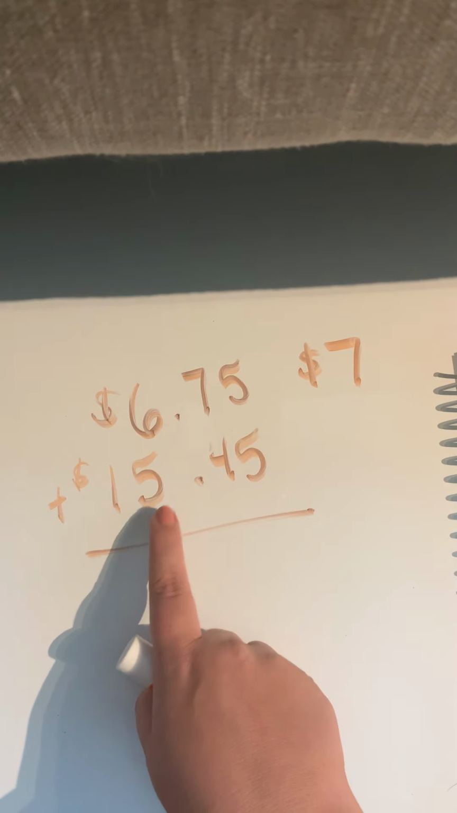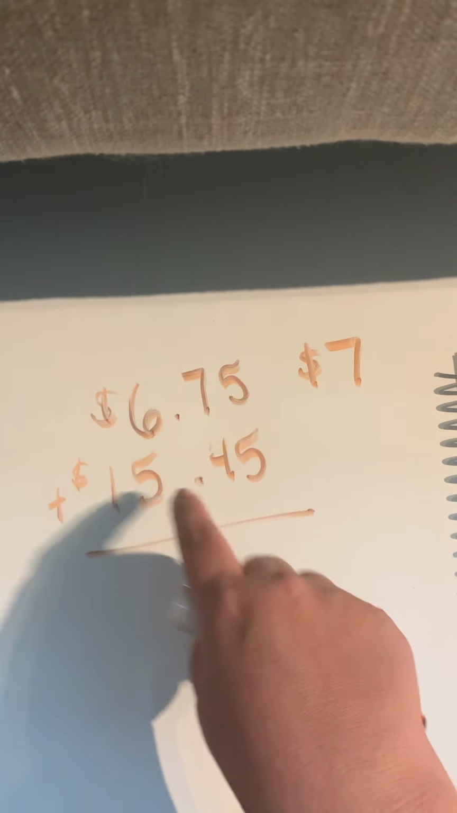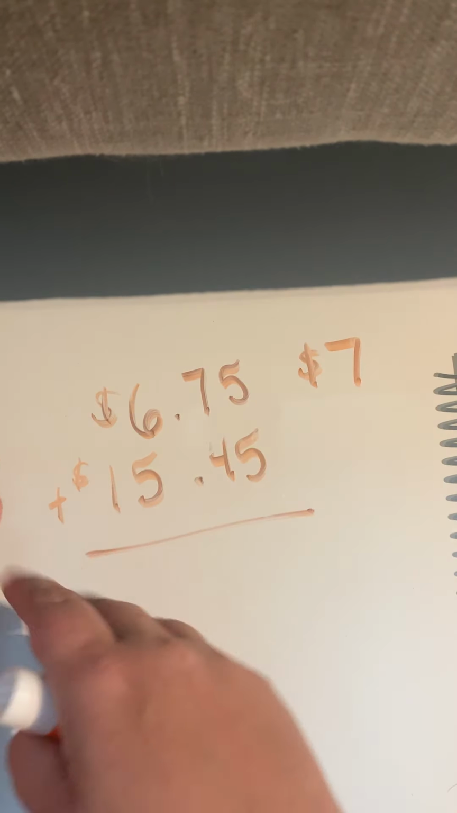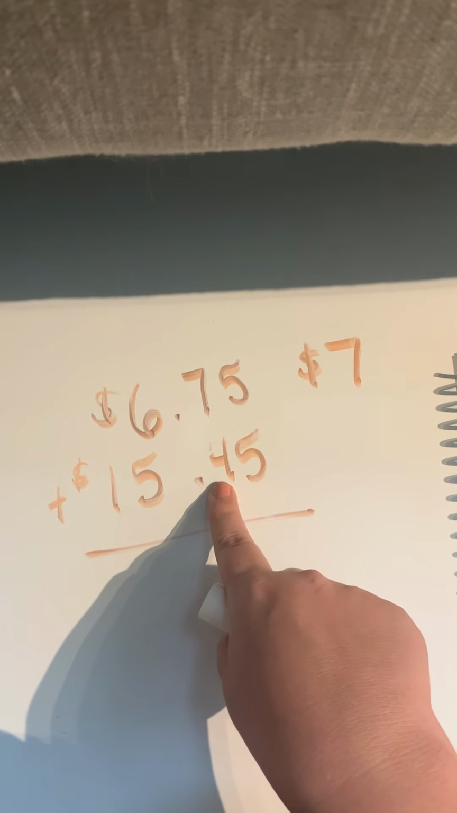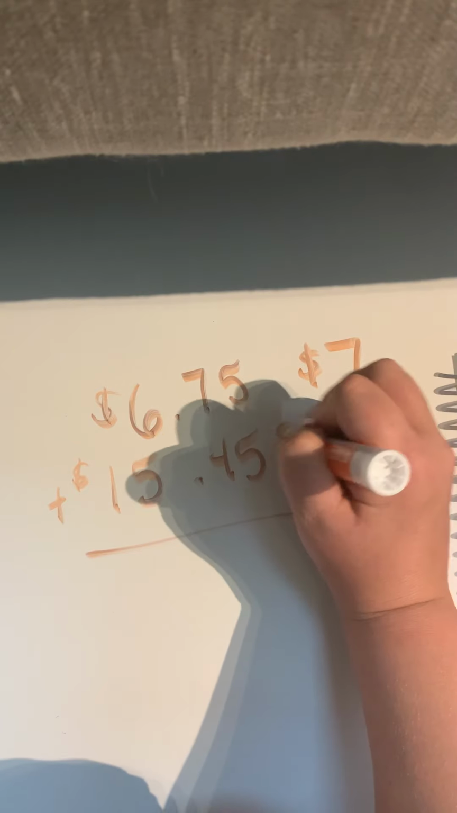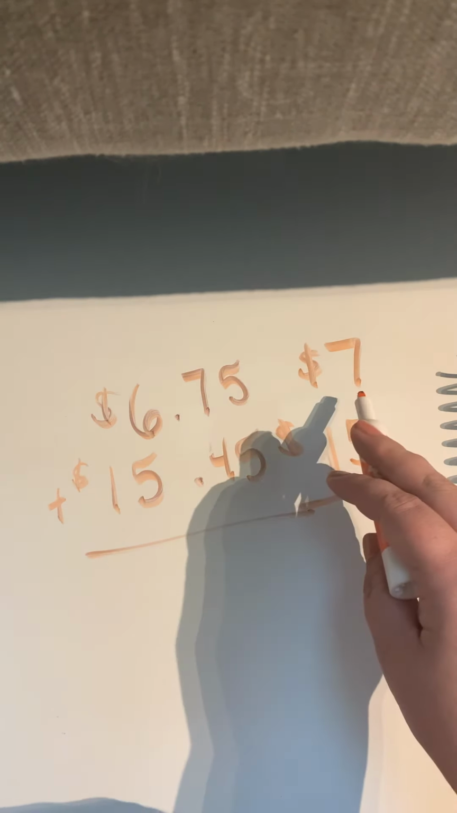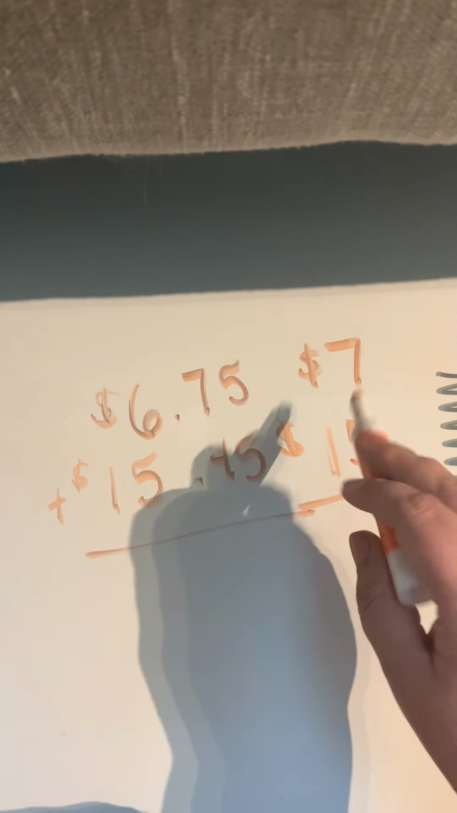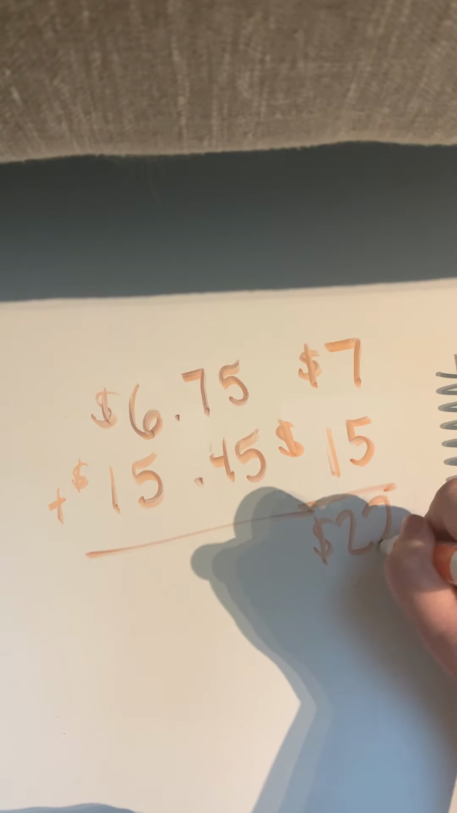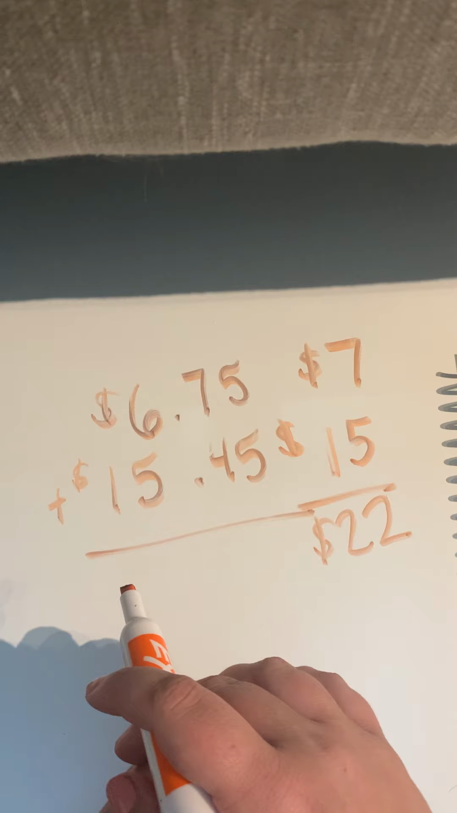Now I'm going to come down here and look at my 15. I'm going to look at 45 cents. Well, I could look at it two ways. I could say, okay, 45 is less than 50, so I'm going to need to stay down. Or what you could do is just look at your 4, and you could say, okay, that's less than 5, so I'm going to keep my 15 the same. Then all I need to do now is add my 7 plus my 15. So I'm going to have $22 here. So my estimate for this is about $22.